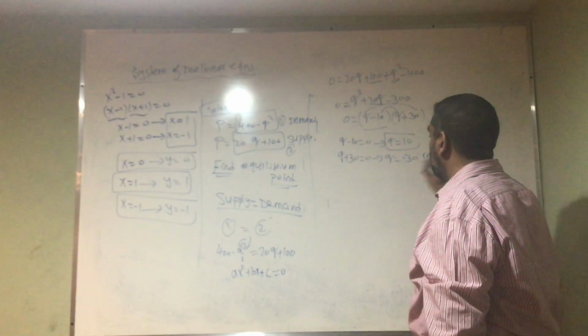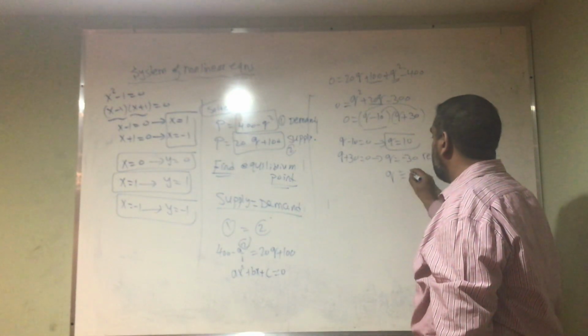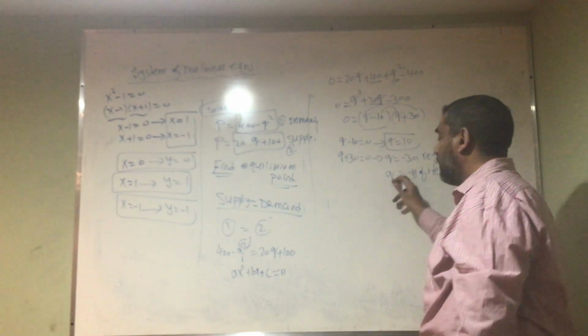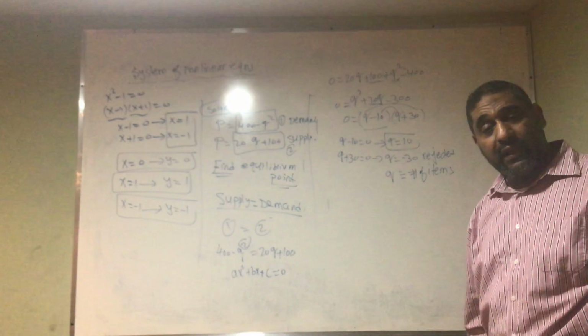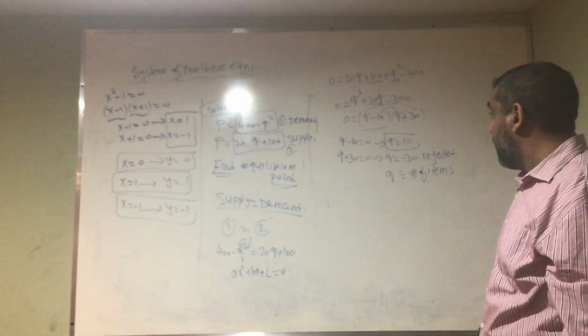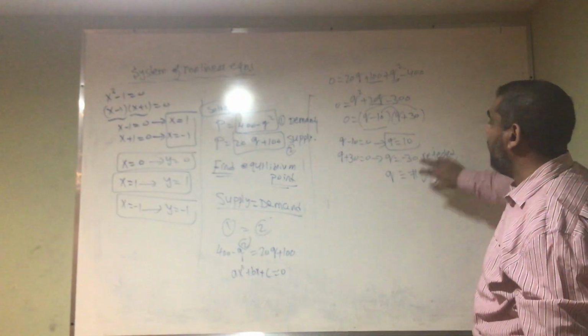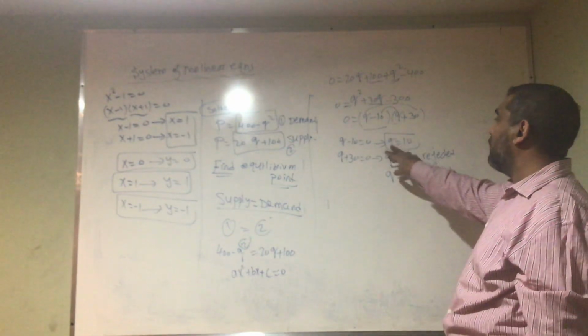Why rejected? Because your q here represents the number of items or products. So because of that, your item or product must be greater than or equal to 0, right? So q here must be positive, not negative. So I reject minus 30 here, so I consider only q equal 10.